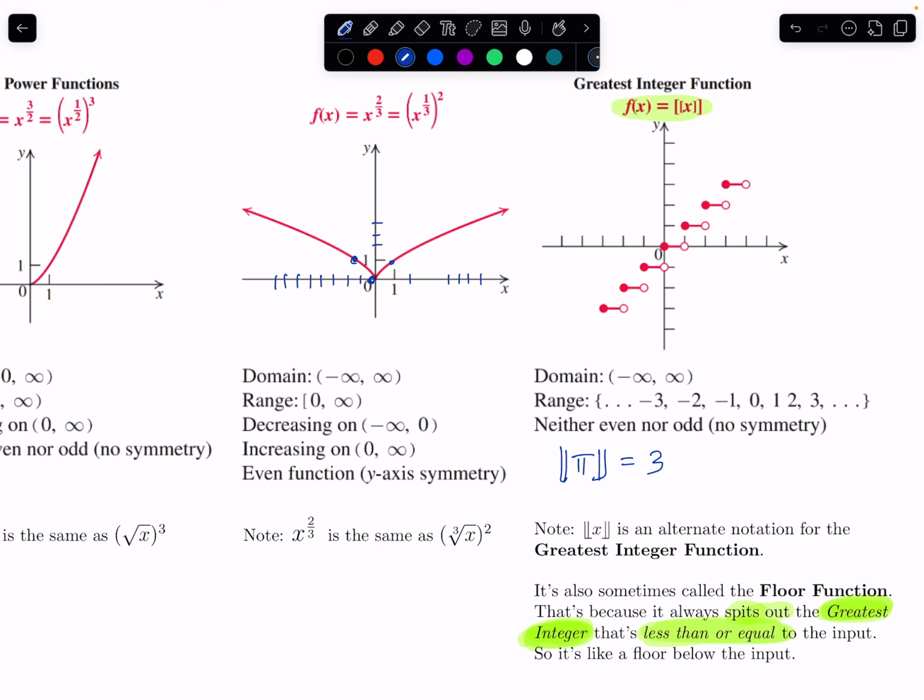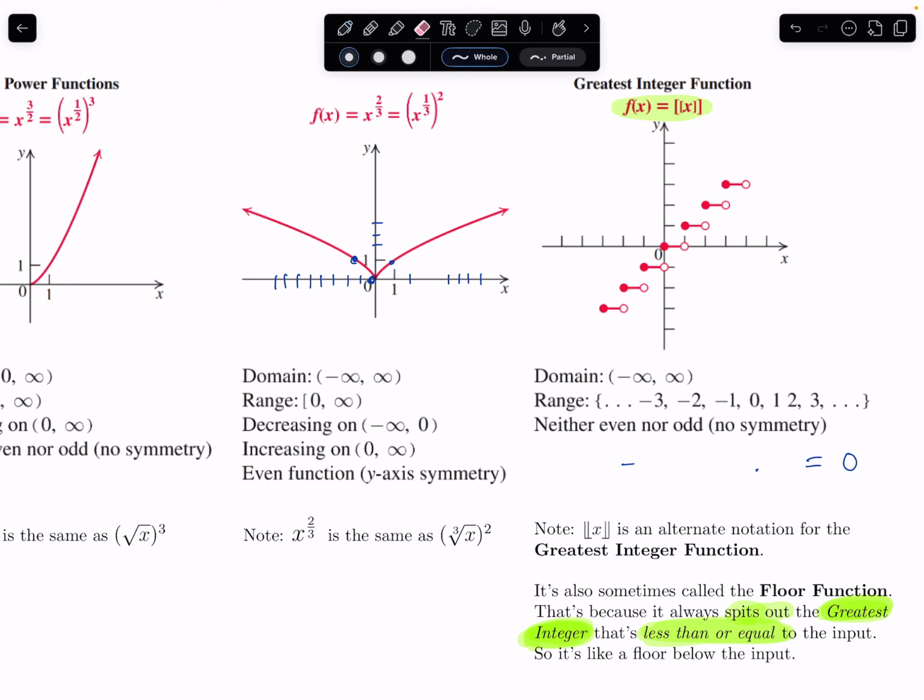Right? If it's an integer, it spits out the integer back. If it's not an integer, it's the biggest integer that's less than it. What about 0.2? So 0 point something. Well, the biggest integer that's less than 0.2 would be 0.